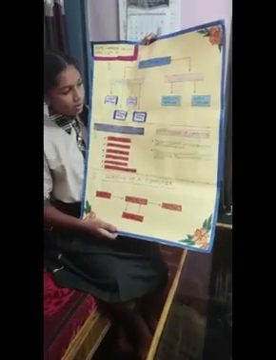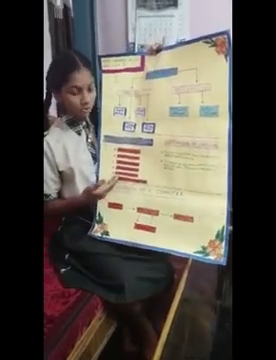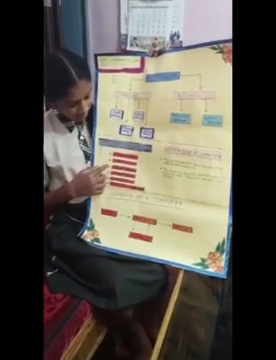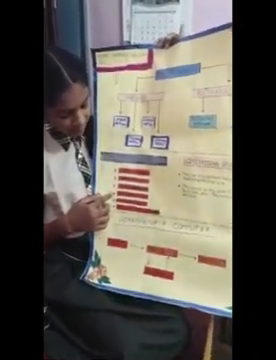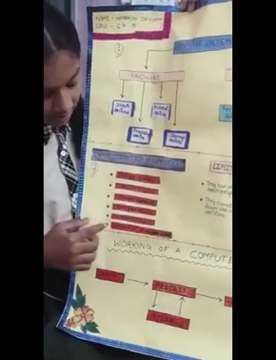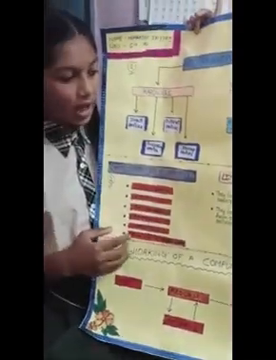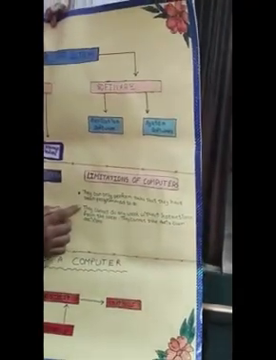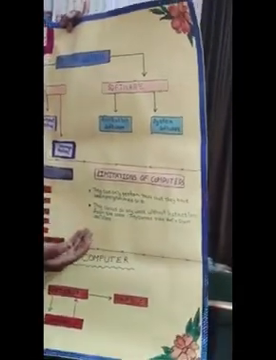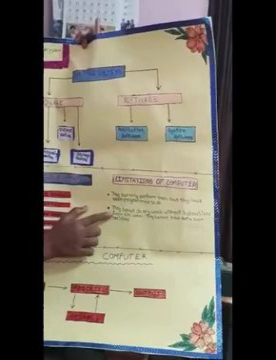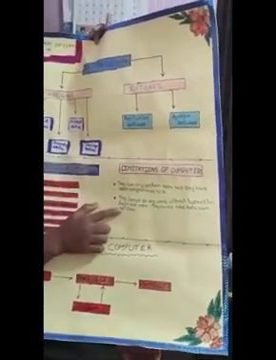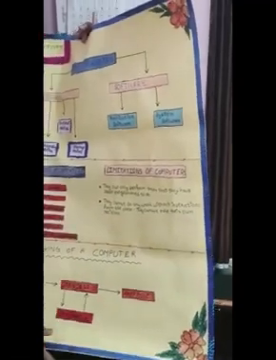Characteristics of computer are mentioned below. High speed, accuracy, storage capacity, diligence, versatility, reduction in paperwork. Limitations of computer are mentioned below. They can only perform tasks that they have been programmed for. They cannot do any work without instruction from the users. They cannot take their own decisions.